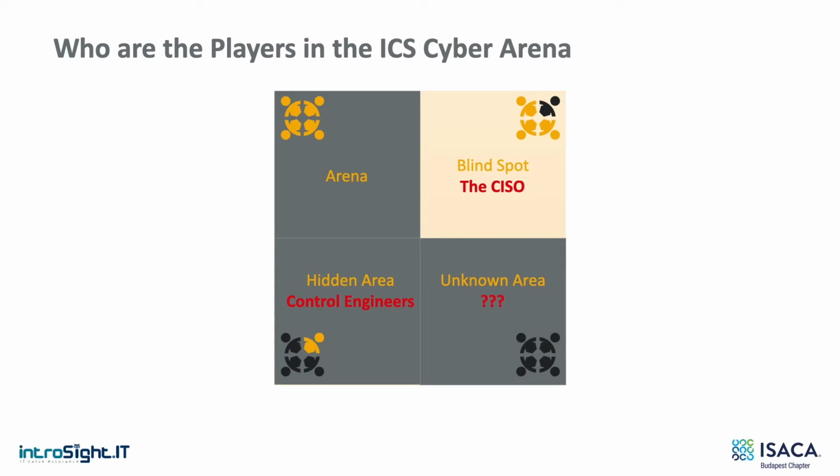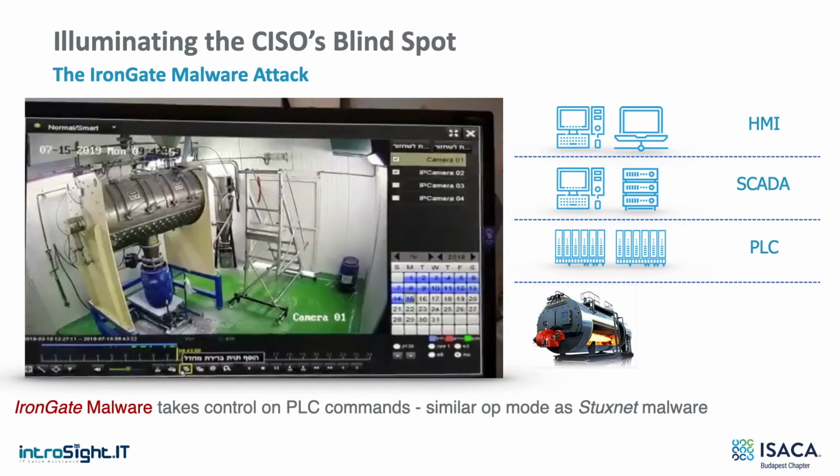And to do that, let's take a closer look at the most significant difference between traditional IT and the ICS world. Let's start by analyzing the behavior of the Irongate malware, which is somewhat similar to the Stuxnet malware that was used to take out Iran's nuclear centrifuges in the Natanz uranium enrichment facility.